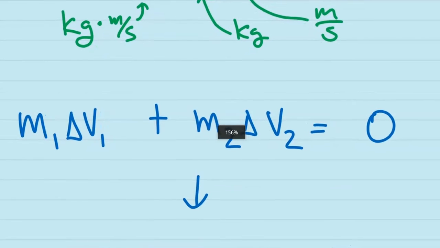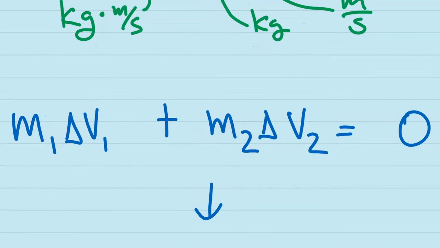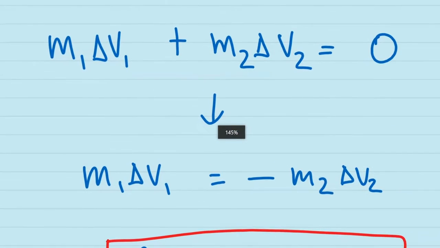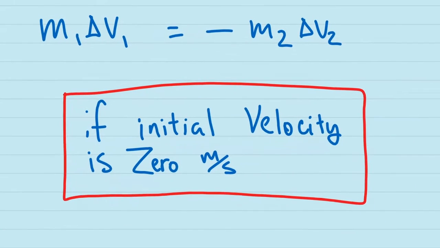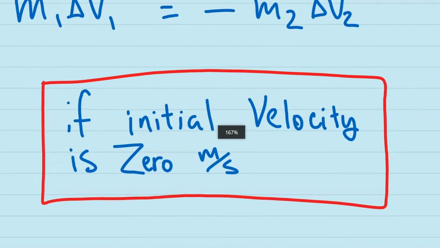Let me zoom in a little bit here. Okay, so mass 1 times the change in velocity 1 plus mass 2 times the change in velocity 2 is going to have a net value of 0. So the changes in velocity in the system will cause a net change of 0 momentum. Okay, let's rearrange this formula a little bit. So if we move m2 delta v2 to the other side, we get m1 delta v1 equals negative m2 delta v2.